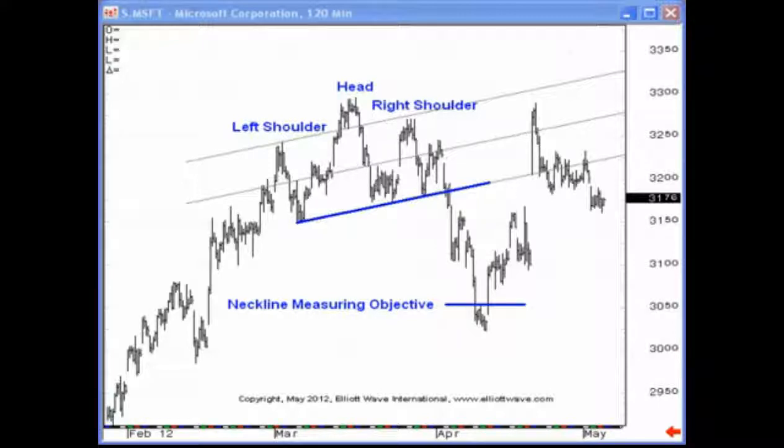Today we're going to look at one of my favorite old school chart patterns, and that's the head and shoulders. It's actually a very simple pattern to work with. And as you can see here, its formation consists of a left shoulder, a head, and a right shoulder.